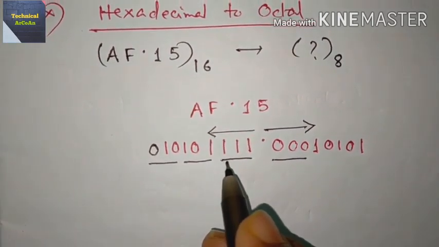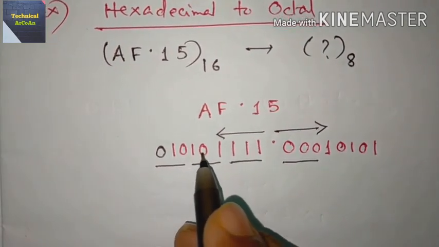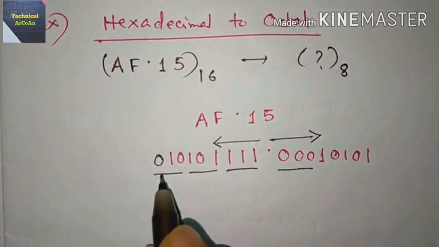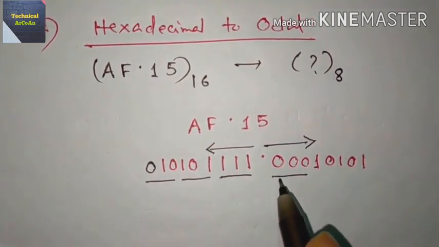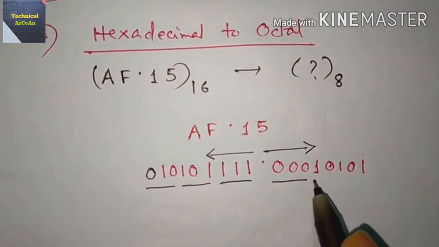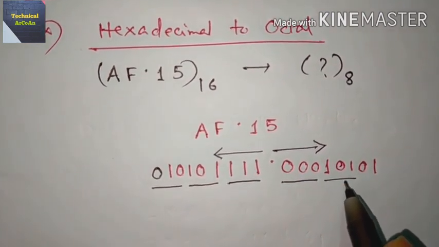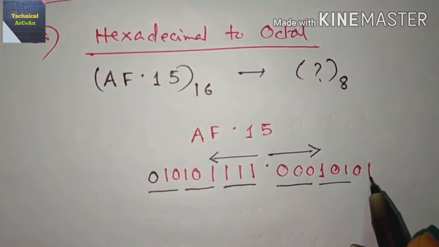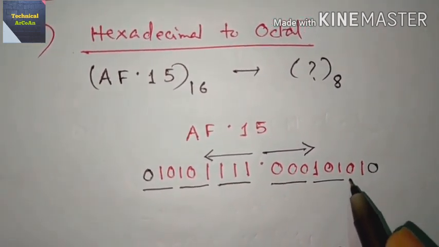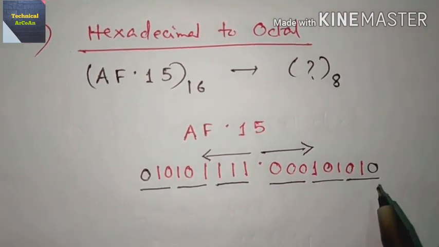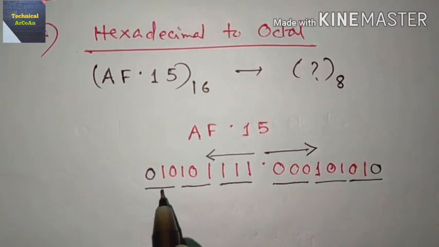So there are 3 digits, one group, there are 3 digits, one group, and there are 2 digits, so we put a 0 and form a single group. In the same manner, after the point 000 is one group, next 101 is 3 digits so it is one group, and after that 01 is left, so we need to put a 0 after it, and it will form another group. Now we put the octal value of these equivalent binary digits.